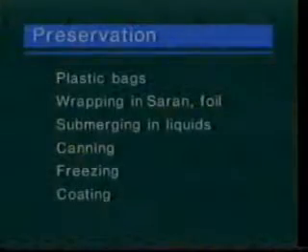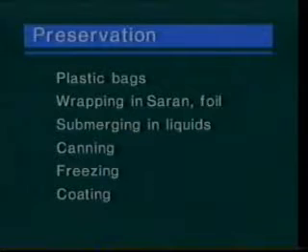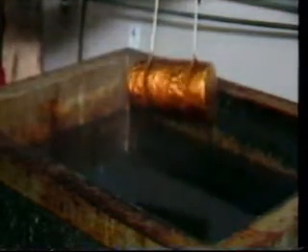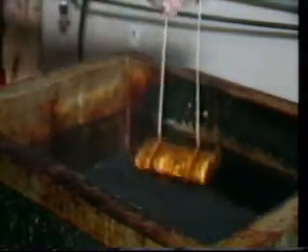For short-term storage, say 2 to 3 days, placing the cores in plastic bags or sleeves may be sufficient. Many other preservation techniques are possible, for example, wrapping in saran wrap and aluminum foil. Or, alternatively, submerging in liquids, canning, freezing, or coating with wax or strippable plastic. Each has its specific application and is more completely explained in your manual.